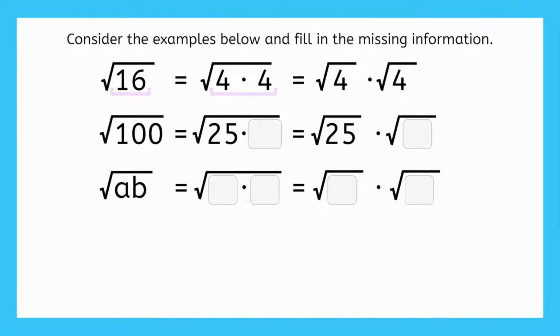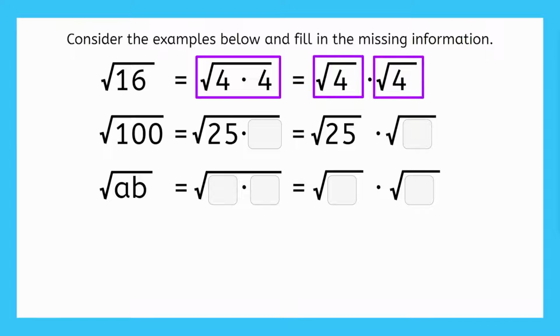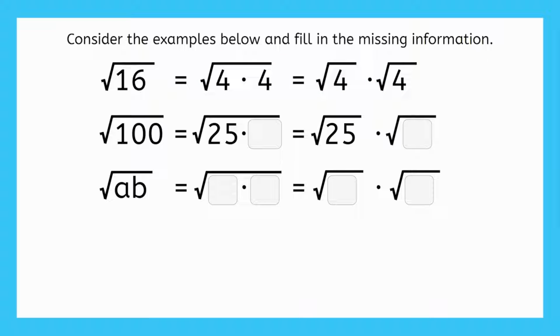From there, it appears the one radical has now split into 2, giving us the square root of 4 times the square root of 4. It's important to note that there are equal signs between each of these expressions, which means they're all equivalent to each other. The two rows below are following this same pattern. If you were stuck before, pause now to try again.